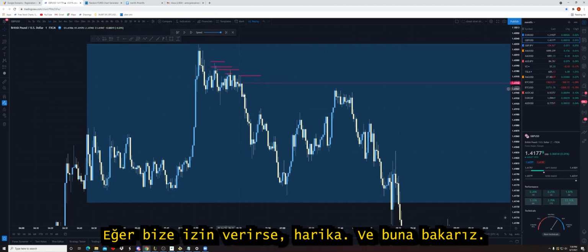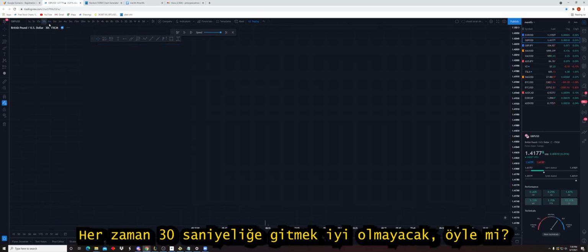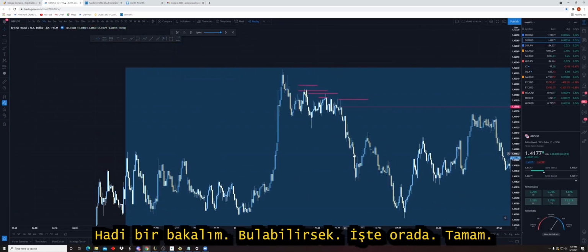Fantastic. And we can look at this. Is there anything to refine in there? Not really. There's nothing really that we can use to refine in there, which is fine. There's not always going to be. Go to a 30-second. Does it let us? It does. So let's go take a look if we can find it.